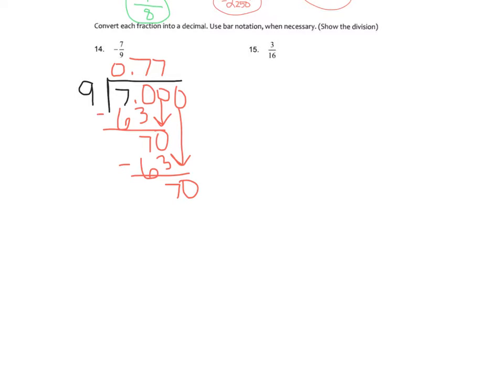Has anyone seen a pattern? Our 7 is always going to be our remainder. So, to change -7/9 into a decimal, don't forget your negative, and then we'll have 0.7. We only need to write it once, and then the bar to show that it's repeating.